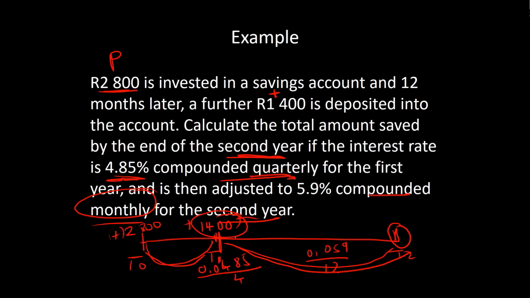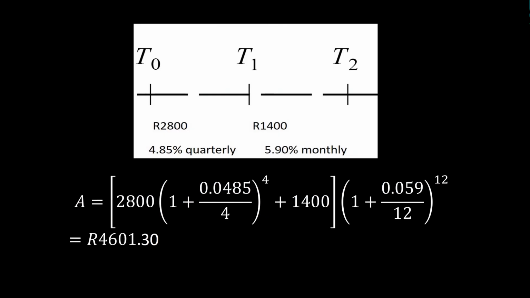Well, if we're going from time 1 to time 2, so that's 1 year, and we've got compounding monthly, then we're going to times by 12. All right, so let's see nicely how this is all done. So we can see on our timeline, we put our 2,800 in at time 1, we put in 1,400. You can see that we're representing the change in interest rates in each period. All right, so here, this is the interest rate that's effective there, and then we've got another one from time 1 to time 2.